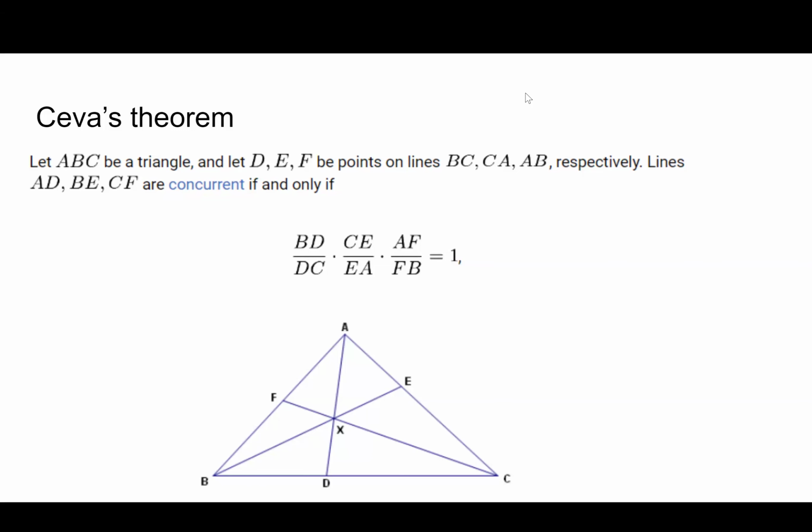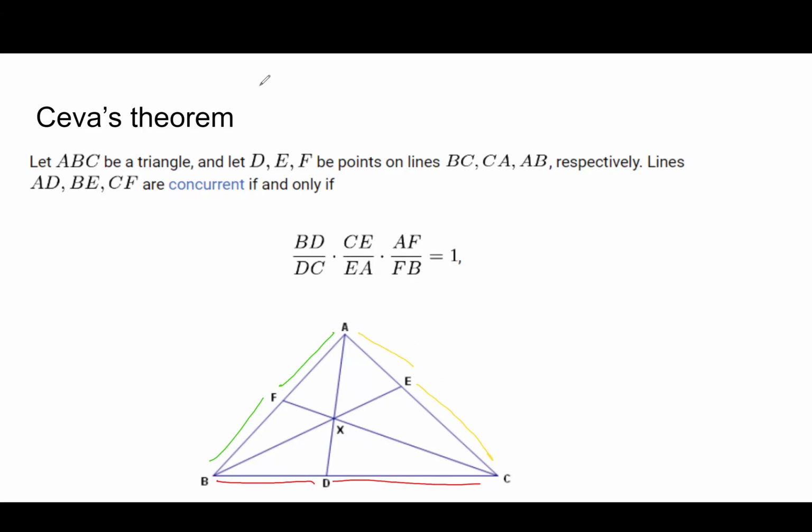So BD over DC multiplied by CE over EA multiplied by AF over FB equals 1. This one's actually easier to remember because there's no strange transversal line like before. So this one's really easy to remember.